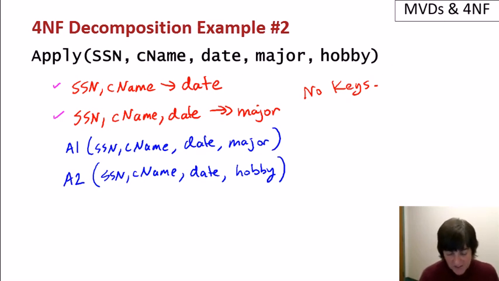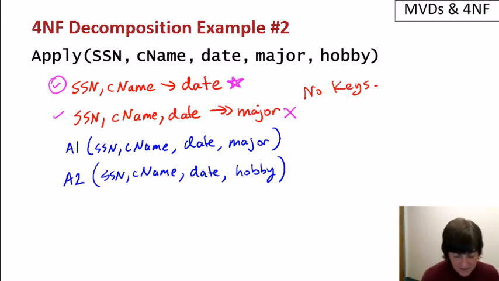Now let's take a look at our decomposed relations and see what we have in terms of functional dependencies and multi-valued dependencies for them. After the decomposition, we don't have any more multi-valued dependencies, but our functional dependency applies to both of the decomposed relations, and we still don't have a key on the left-hand side. So we need to decompose further based on the first functional dependency.